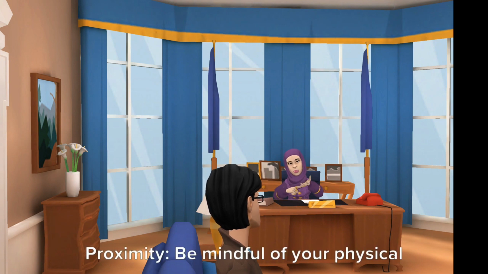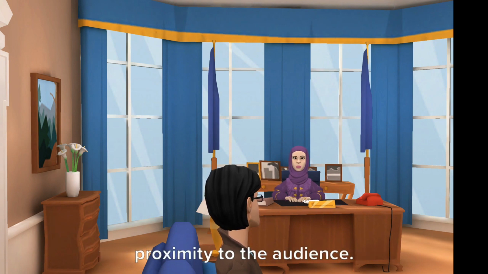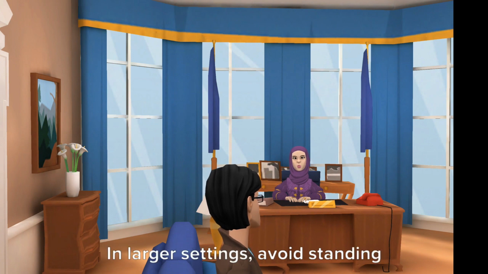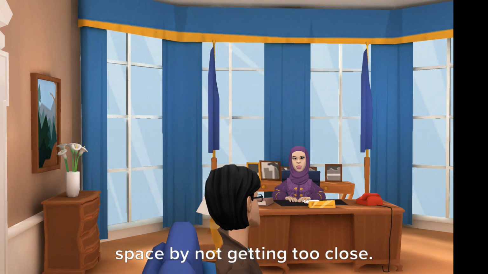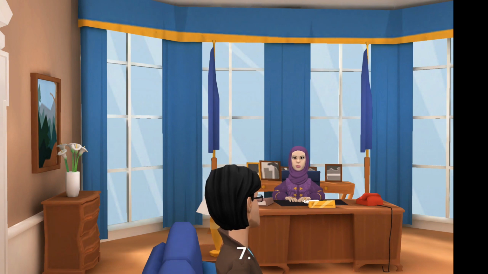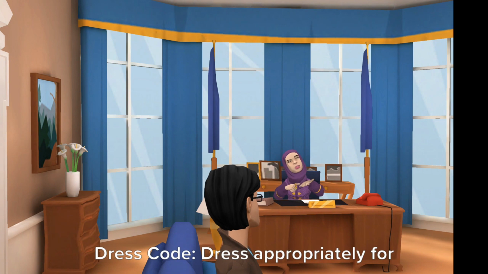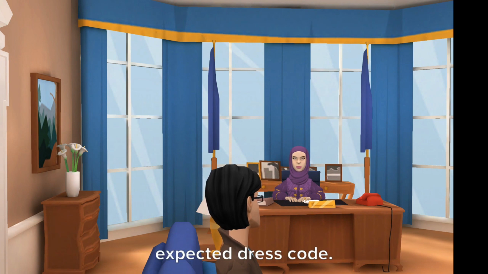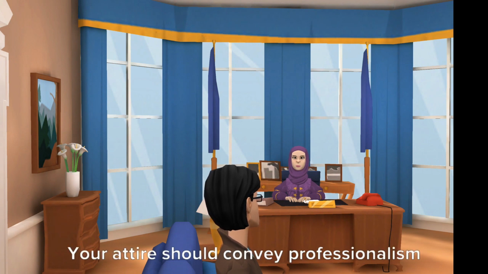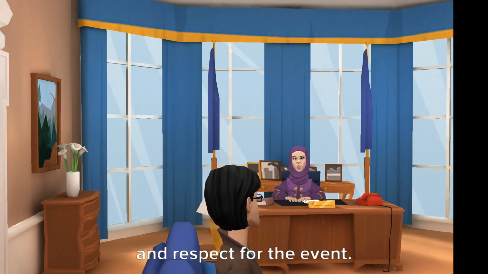6. Proximity. Be mindful of your physical proximity to the audience. In larger settings, avoid standing too far away, but also respect personal space by not getting too close. 7. Dress code. Dress appropriately for the formal occasion, adhering to the expected dress code. Your attire should convey professionalism and respect for the event.